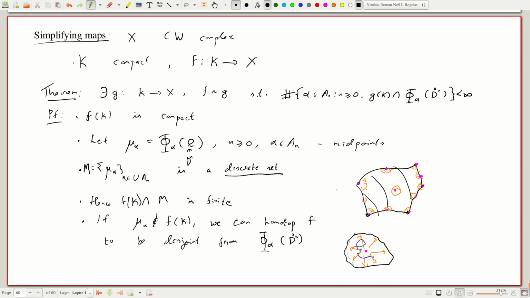This was the first simple argument. It tells you that if I took a compact set, I can homotope it so that it is disjoint from all but finitely many cells, in fact all cells whose midpoints it's disjoint from. We want to refine this eventually, where we have dimensions. That's a little bit of a more complicated argument. But for now, let's just note this result.